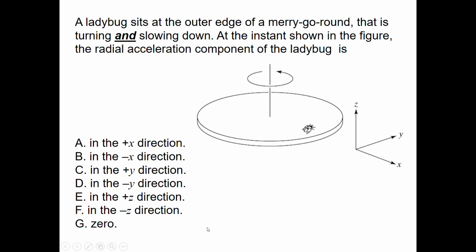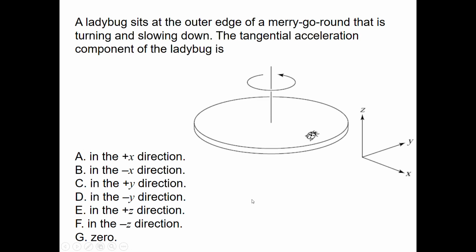Second voting question: a ladybug sits at the outer edge of a merry-go-round that is turning and slowing down, and since we're going to start talking about radial acceleration and tangential acceleration, this is just to remind us. At the instant shown, this is the direction that it's rotating around the fixed axis in the center. At the instant shown, the radial acceleration of the ladybug is in which direction? And the answer is it's in the minus x direction. It's centripetal. It points towards the center of the circle.